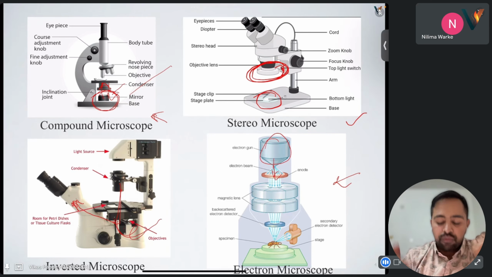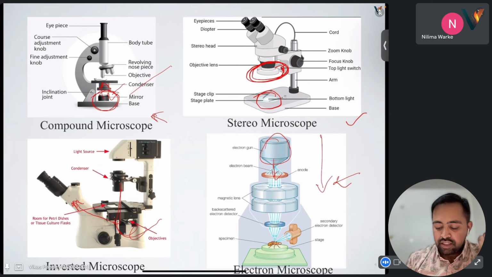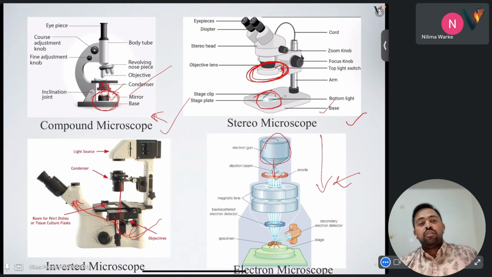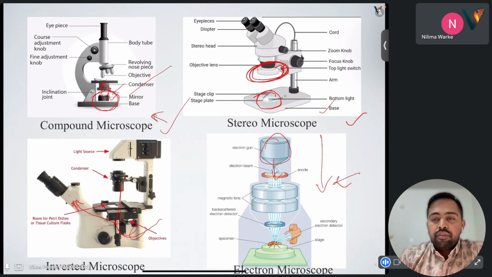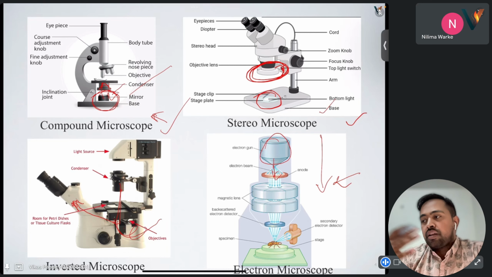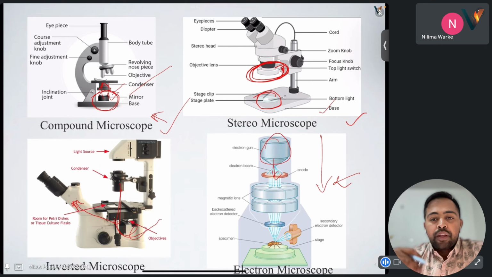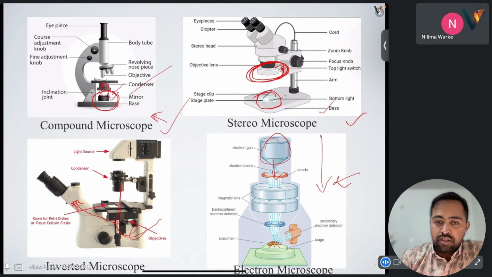But the problem is that we cannot have this as easily as a stereo or compound microscope. We can use stereo and compound microscopes anywhere. It is not a very sophisticated instrument. Whereas in the case of an electron microscope, a lot of setup is there. In fact, we cannot move it easily. It is fixed, and it has a lot of power consumption, vacuum is needed, and a lot of other complications are there.